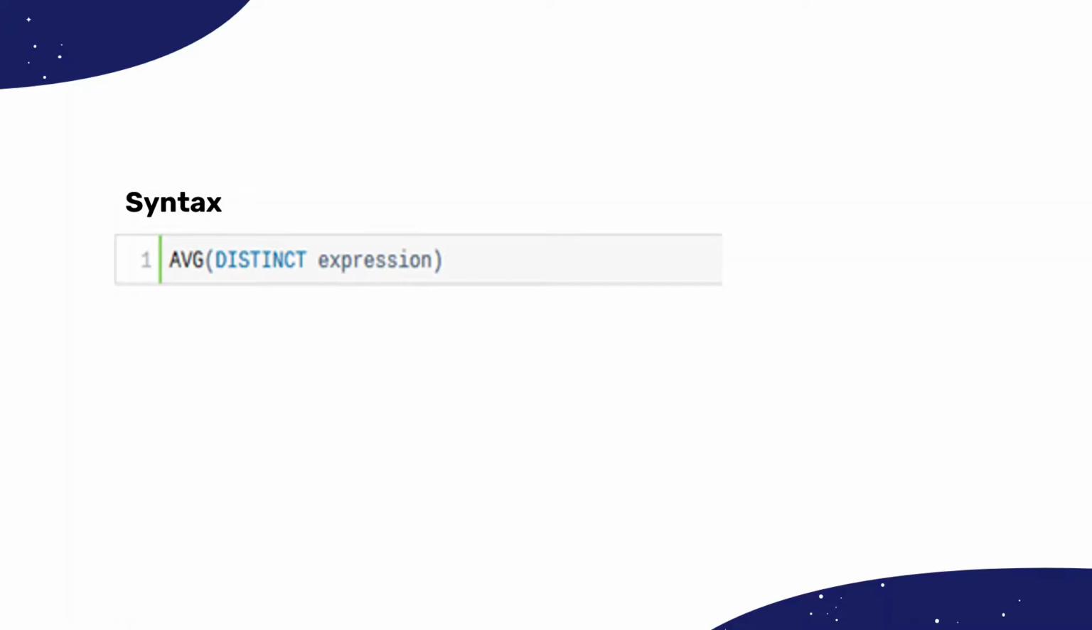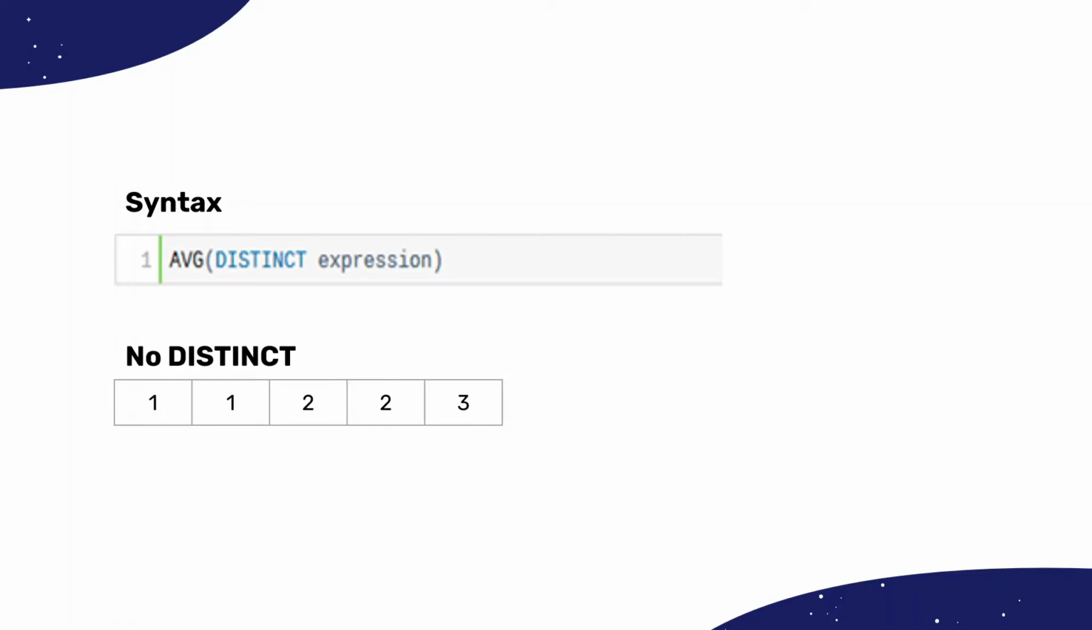The following illustrates the syntax of the average function: average and then distinct and then expression. If we use the distinct operator in the average function, we can calculate the average value of the distinct values. For example, if we have a set of values 1, 1, 2, 2, and 3, if we don't use the distinct operator, we use all the values to calculate the average. But if we use the distinct operator, we just use 1, 2, and 3 to calculate the average.